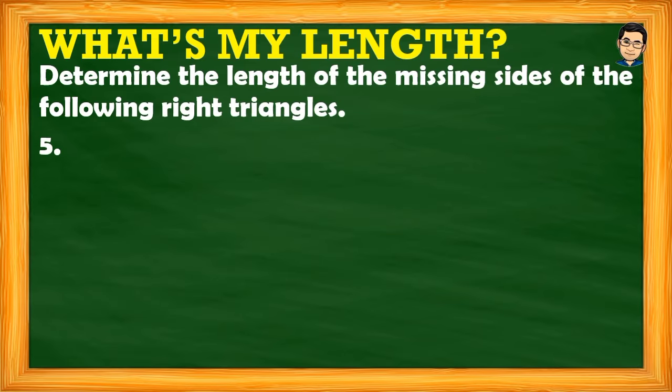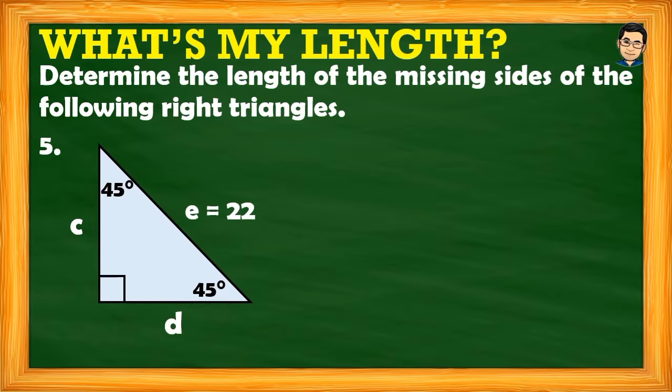And for our last example, dito naman, given yung hypotenuse naman. Hahanapin natin sukat ng dalawang legs. So, para makuha yung sukat ng C and D, ganito lang. C equals D equals E over square root of 2. Okay. So, paano siya? C is equal to D equals 22 over square root of 2.